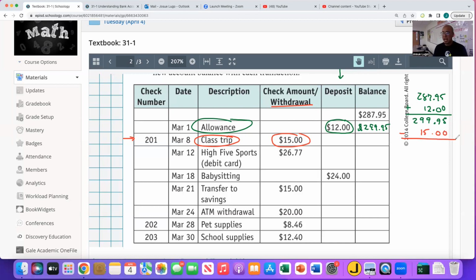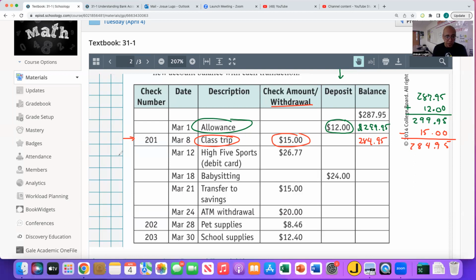And by doing so, well, let's subtract it, right? 5 minus 0 is 5, 9 minus 0 is 9. 9 minus 5 is 4, 9 minus 1 is 8. So that leaves me now with a new balance of $284.95. And that's precisely what you're doing, ladies and gentlemen, during this table. So we're done with this row. So let's go on to the next row.